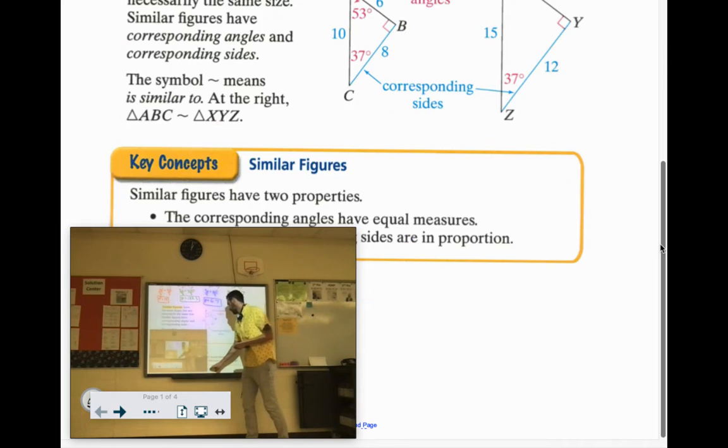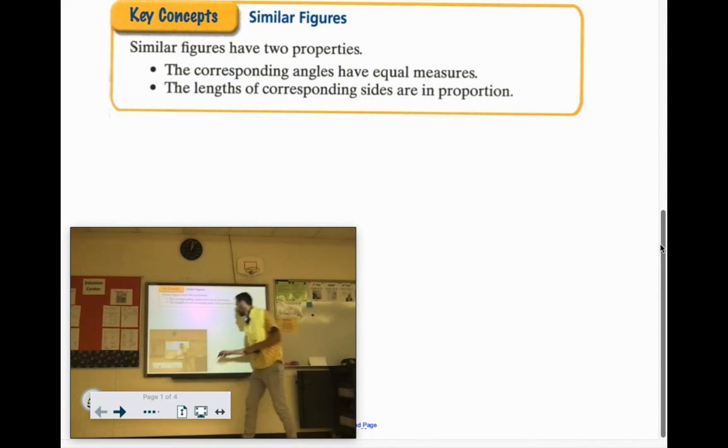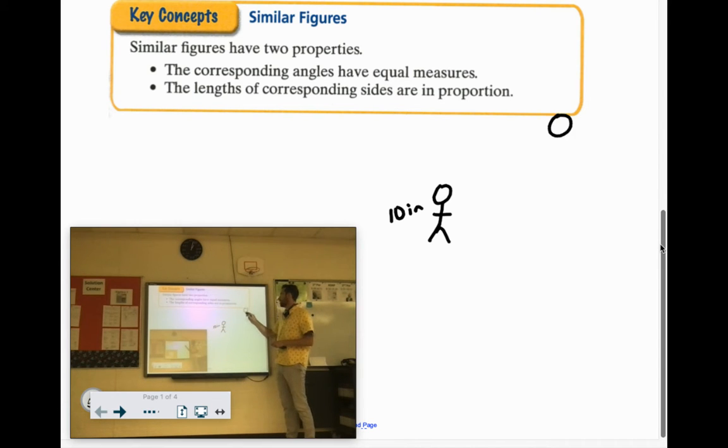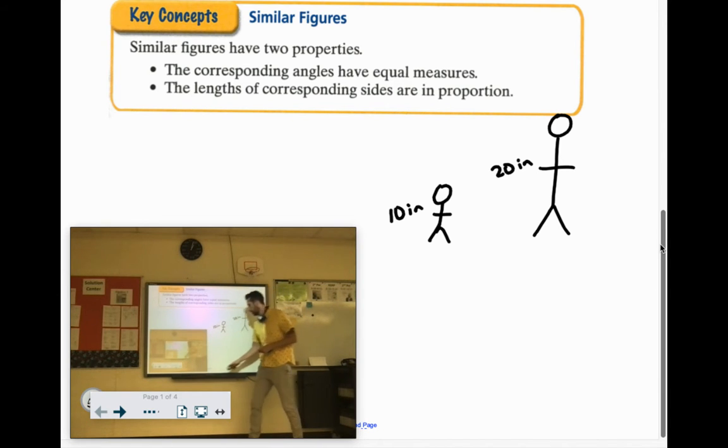Let me kind of draw out what I'm talking about here. So like if we had this figure here, and this person was 10 inches tall, and this person here was 20 inches tall, everything on this person to the right would be in proportion with that same ratio. So everything on the bigger person is twice as large as the smaller person. So let's say this small person had a foot that was 1 inch long. This person's foot would be 2 inches long.